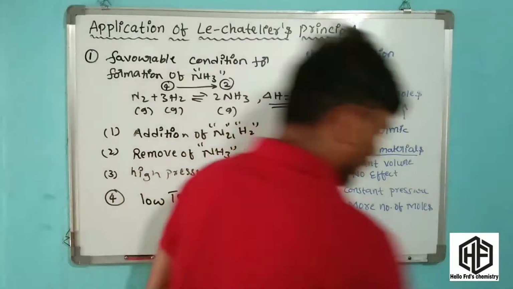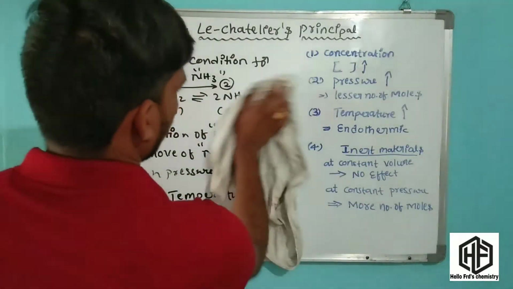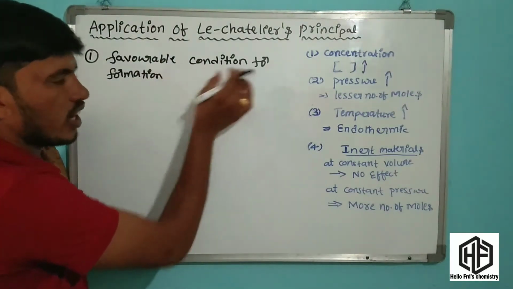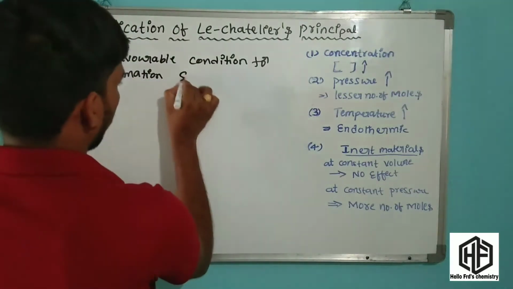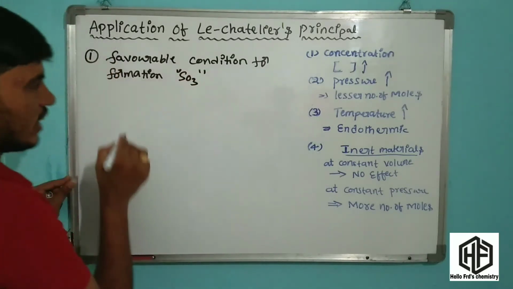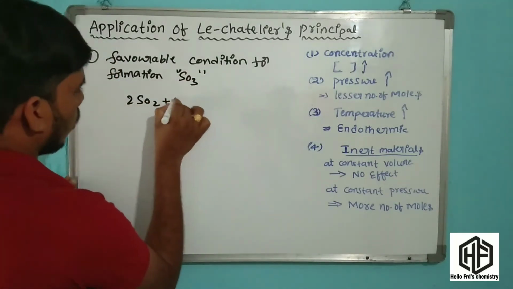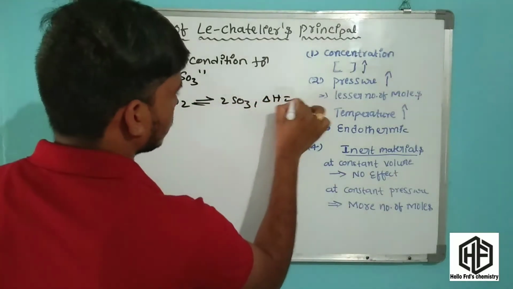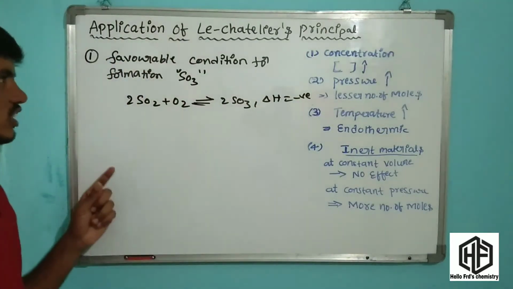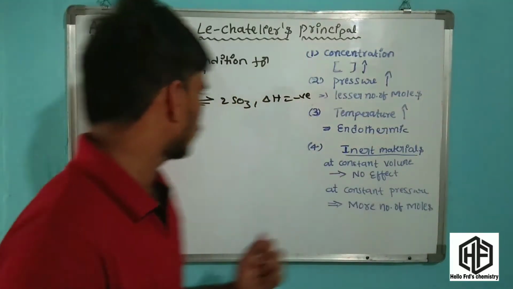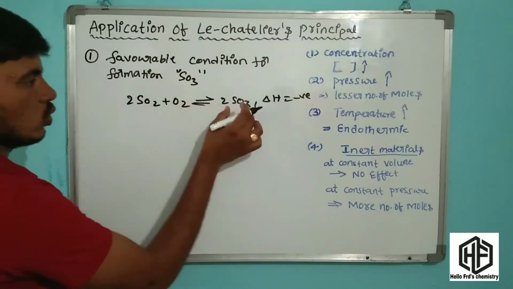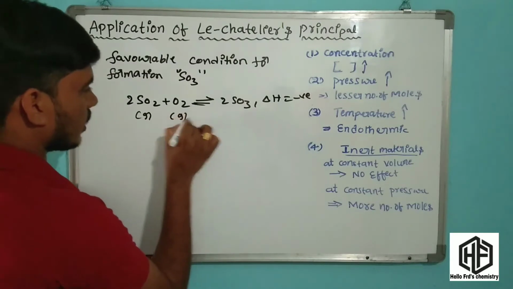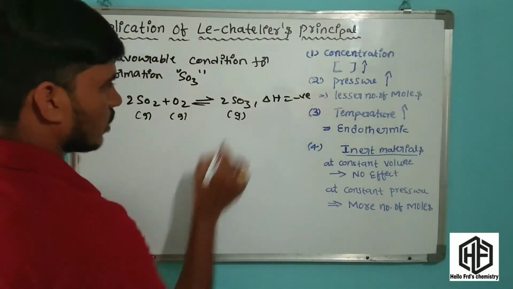And the next example. Friends, the second question is the favorable condition for formation of SO3. The reaction is 2SO2 plus O2 gives 2 moles of SO3. Delta H is negative. This is the question, friends: favorable condition for the formation of SO3. 2SO2 plus O2 gives 2SO3, Delta H is negative, and gaseous molecules are present.